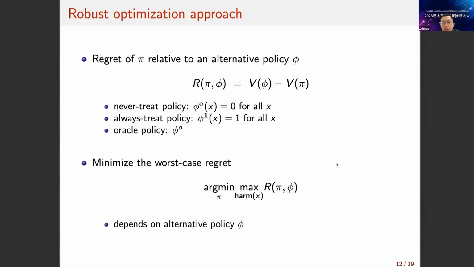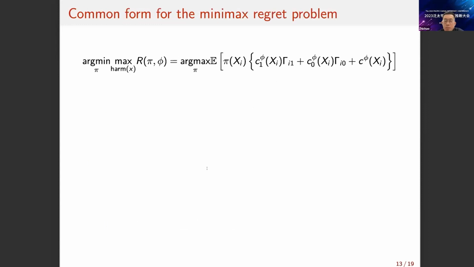After specifying these alternative policies, the robust optimization approach considers the maximum regret over all the possible values of the unidentifiable term. The idea is that since we don't know the value of harm X, we consider the worst case, which has the maximum regret over all the possible values of harm X. Then the optimal policy is the one that minimizes this worst case regret. We call this the minimax policy because it's the solution to a minimax problem. And to find the minimax policy, we need to first obtain all the possible values of harm X.